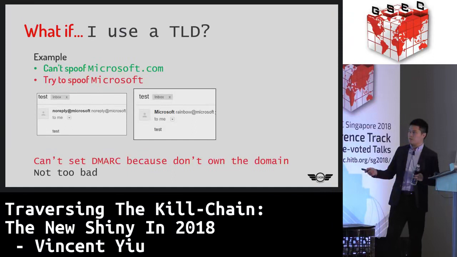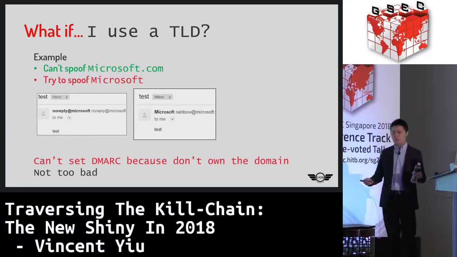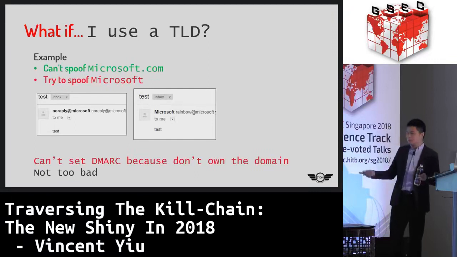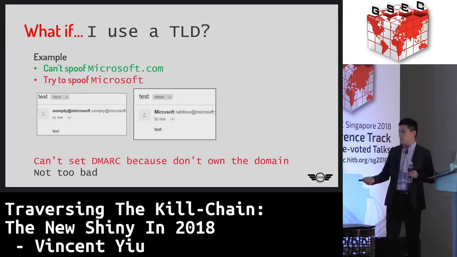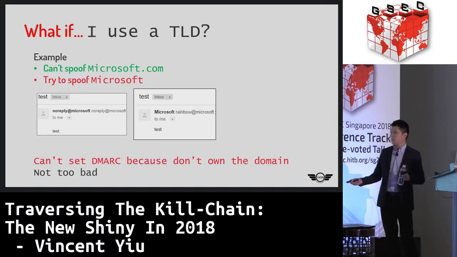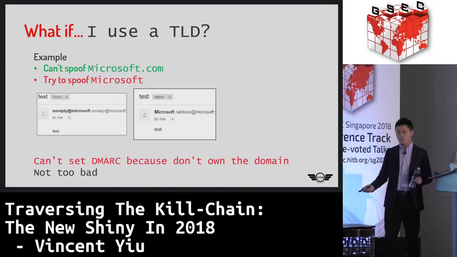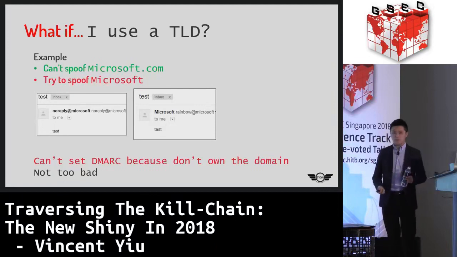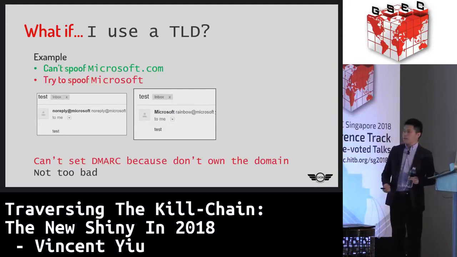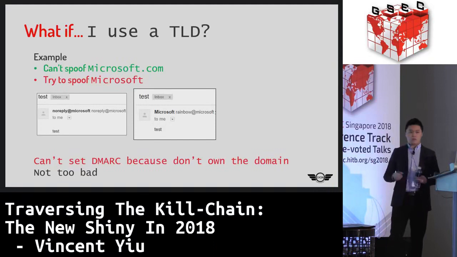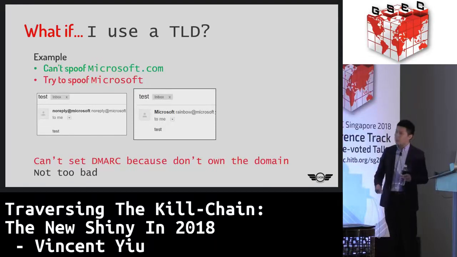So here I've sent from rainbow at Microsoft. To some employees, that looks legitimate enough. It looks a little bit weird. Where's the .com gone? But it works. So yeah, you can't set an SPF and DMARC record or email security for a domain that you can't own. It's good enough in most cases, but it's all about the branding and what you're trying to make the email look like. So it all helps.